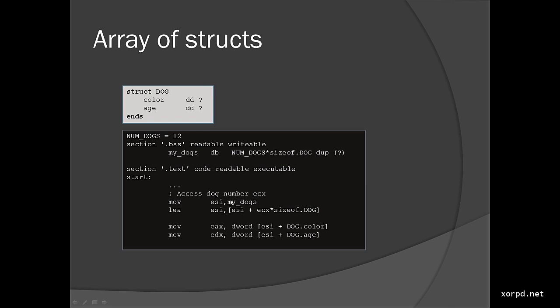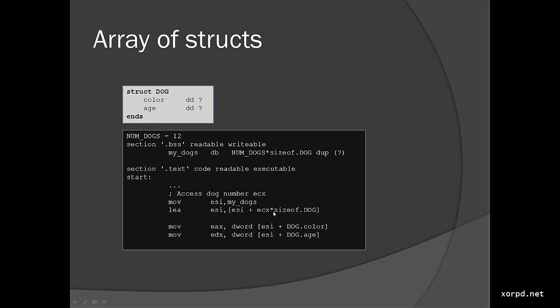We first load the label myDogs into ESI. And then we want to calculate the exact location in memory of dog number ECX. And this is just about simple math. All that we are going to do is take the base, which is myDogs. This is where the array begins in memory. And we add to it ECX, which is the dog index or the dog number, times sizeof.dog.